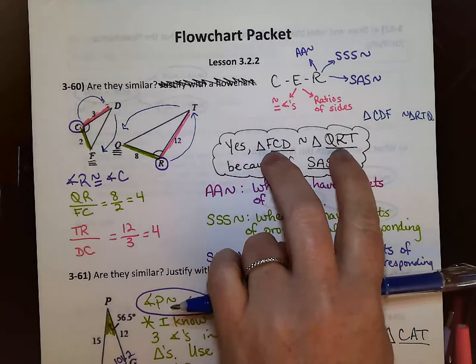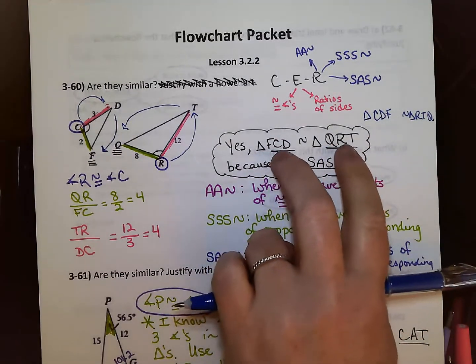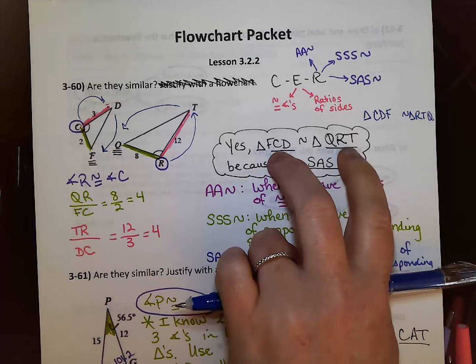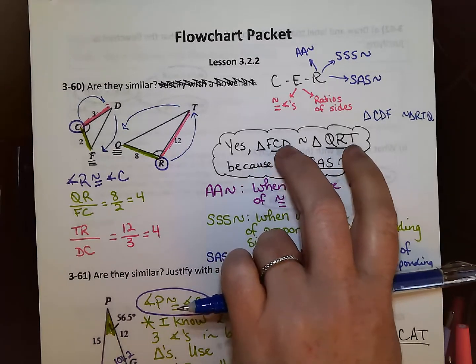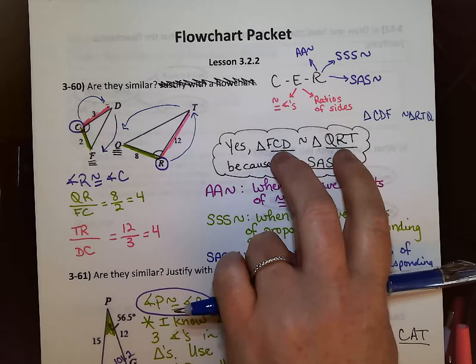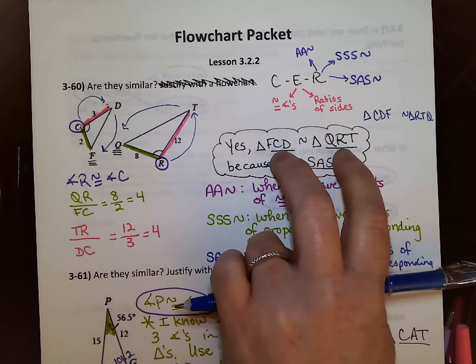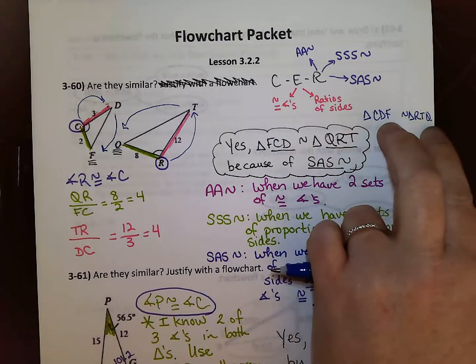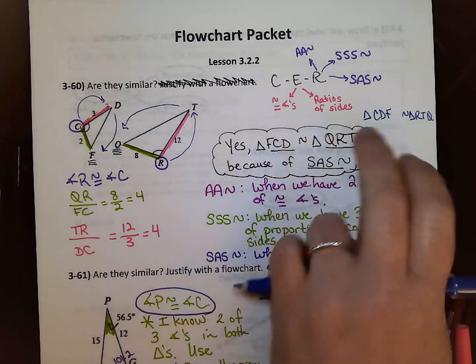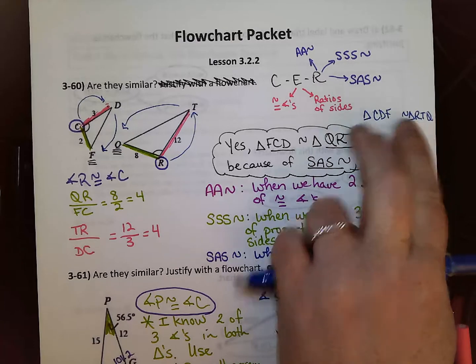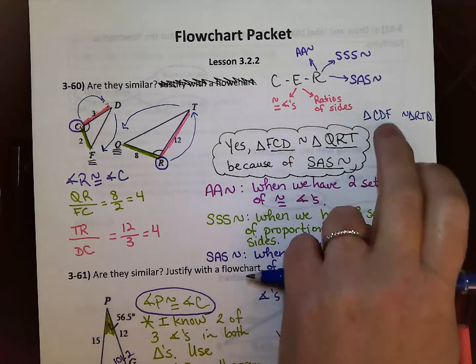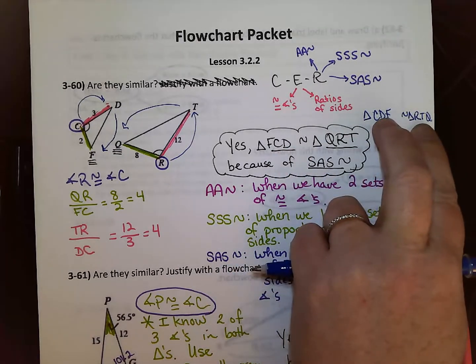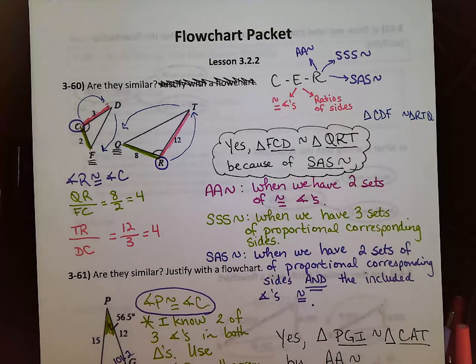This can change. We don't have to have the same thing here as long as the corresponding parts match up in the correct order. So F matches up to Q, C matches up to R, D matches up to T. That's what matters.